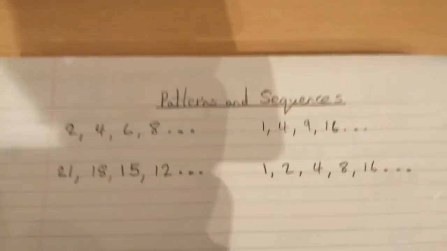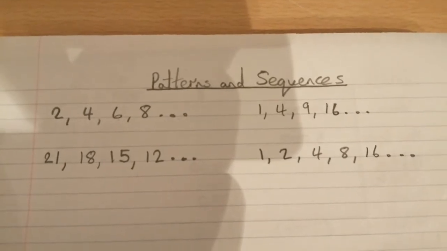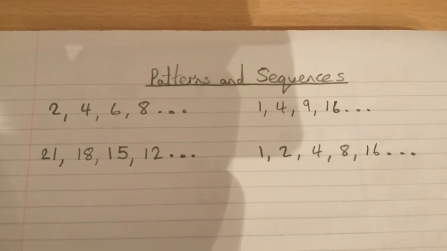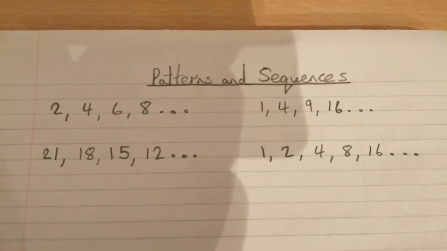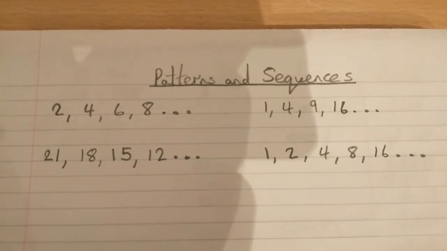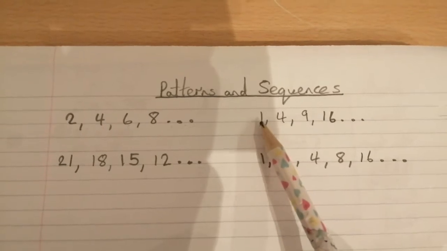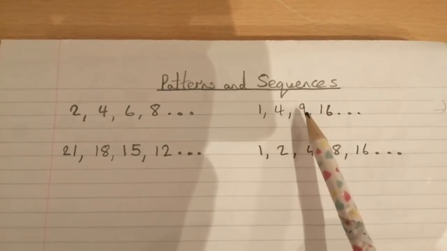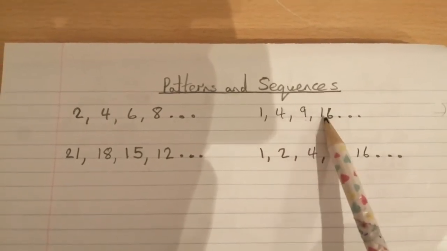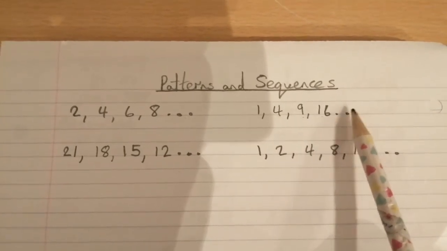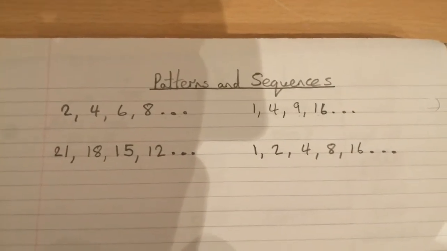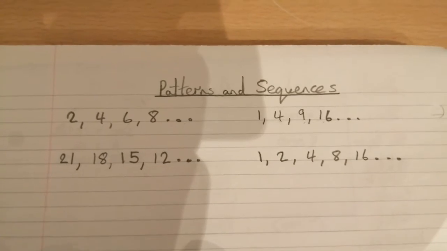Okay. For this one, it's 1, 4, 9, 16. Not as easy, I would say, but we might recognize something that all of these numbers have in common, and that is that they're all square numbers. You know, like 1 is the square of 1, isn't it? 1 squared gives you 1, 2 squared gives you 4, 3 squared gives you 9, 4 squared gives you 16. So your next number in the pattern is going to be 5 squared, which is 25.